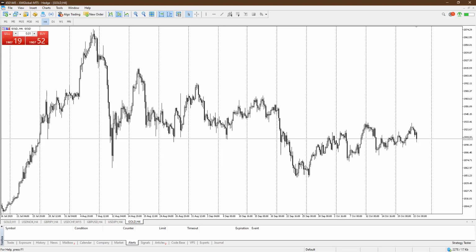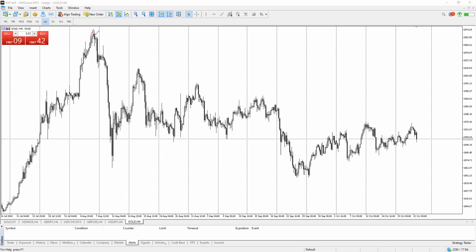So I start identifying this push and then this push. My price is not able to take out this high. It gives me a rejection, then it gives me another rejection. This low is not lower than this low, so I start putting in lines. We have a rejection, we have a rejection and a rejection. So we start putting in lines to identify the push.